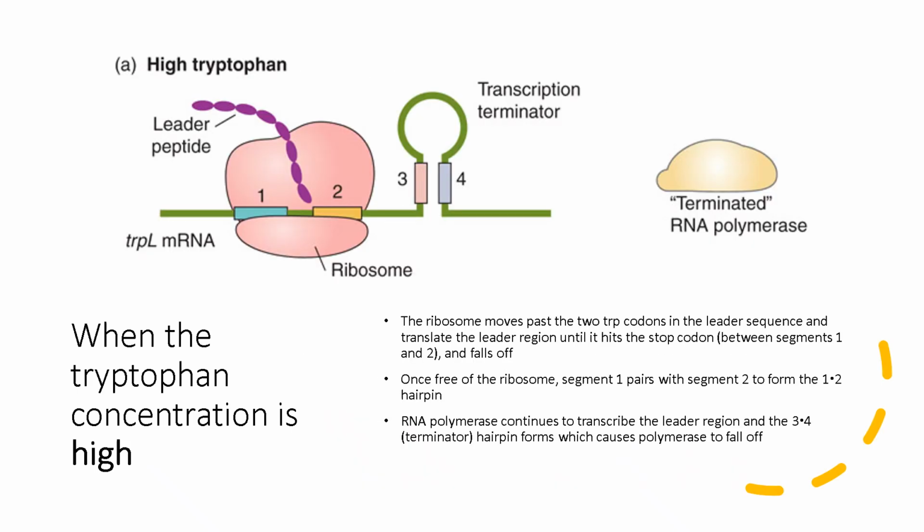structural genes. When tryptophan levels are high, the ribosome does not stall at the tryptophan codons in the leader sequence. Instead, it smoothly translates the leader peptide and reaches the stop codon located between segments 1 and 2. After termination, the ribosome dissociates, allowing segment 1 to pair with segment 2, and more importantly, segment 3 to pair with segment 4, forming the 3 to 4 terminator hairpin. This structure causes RNA polymerase to pause and terminate transcription, preventing the synthesis of unnecessary tryptophan biosynthesis enzymes.